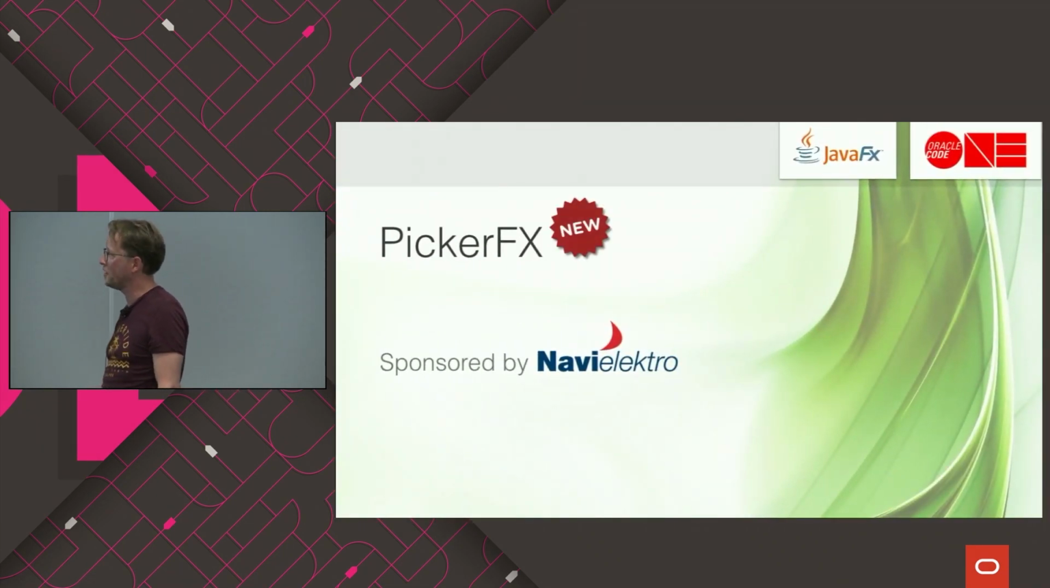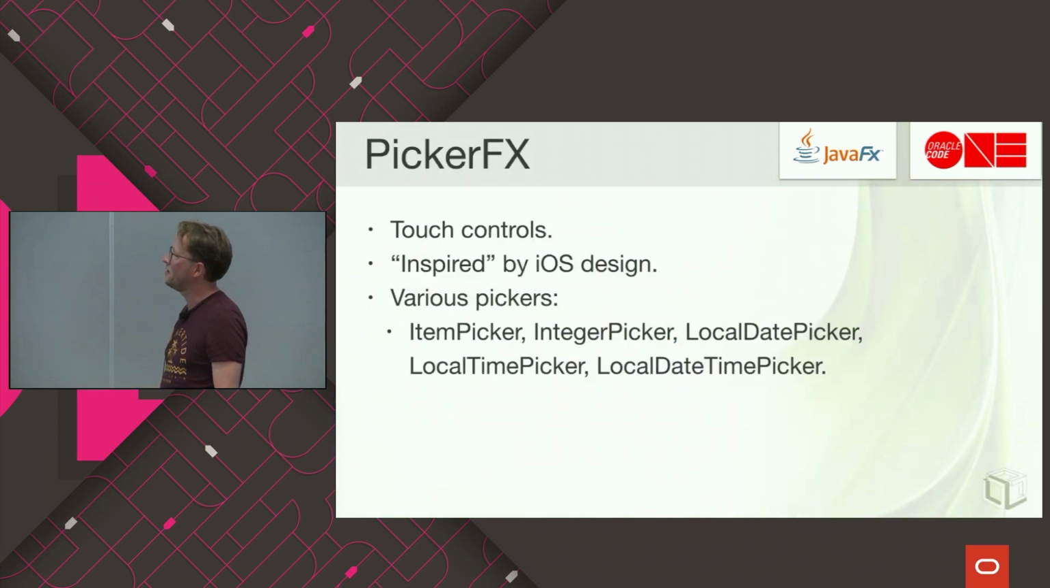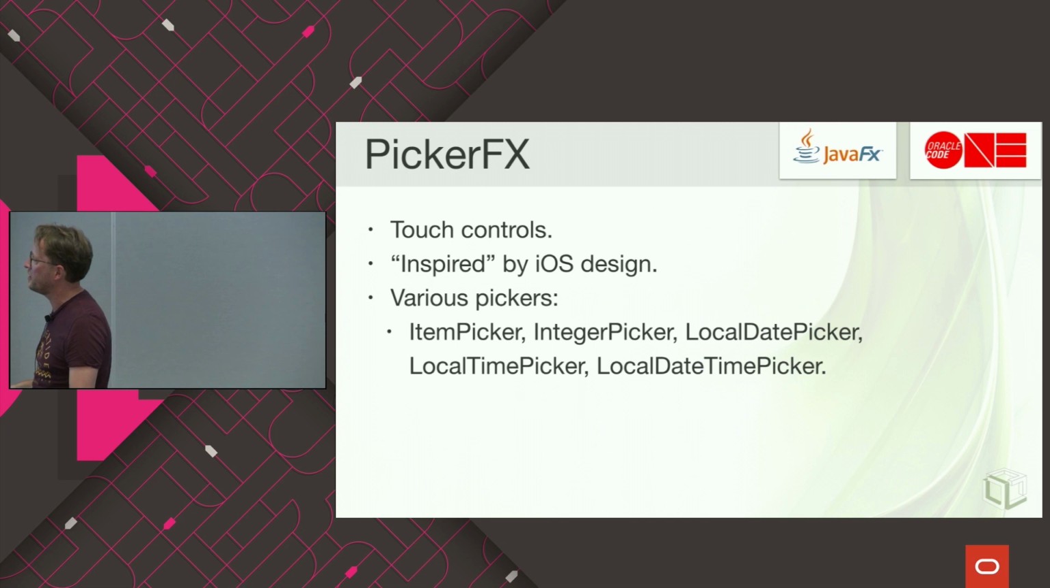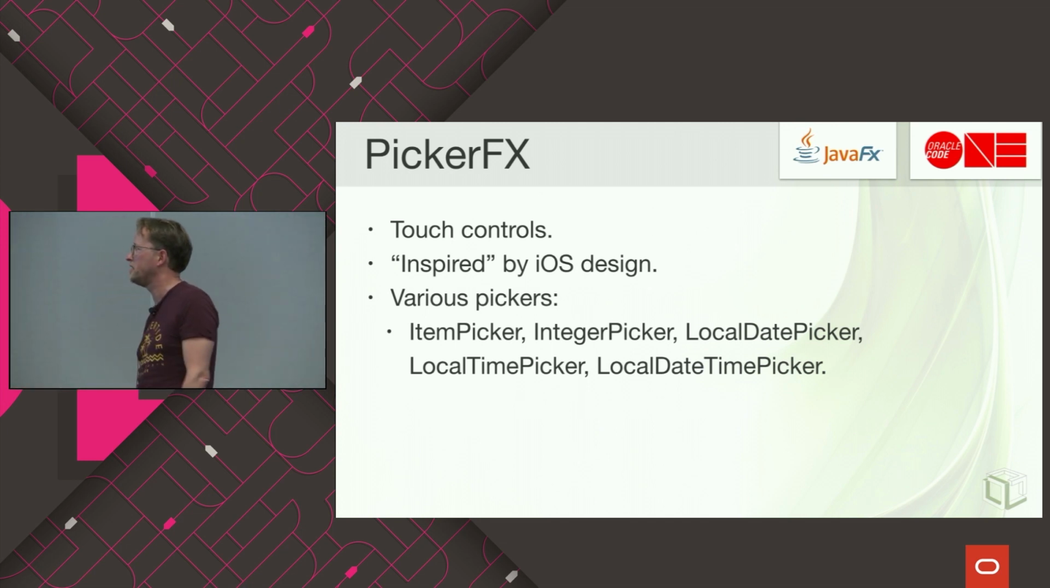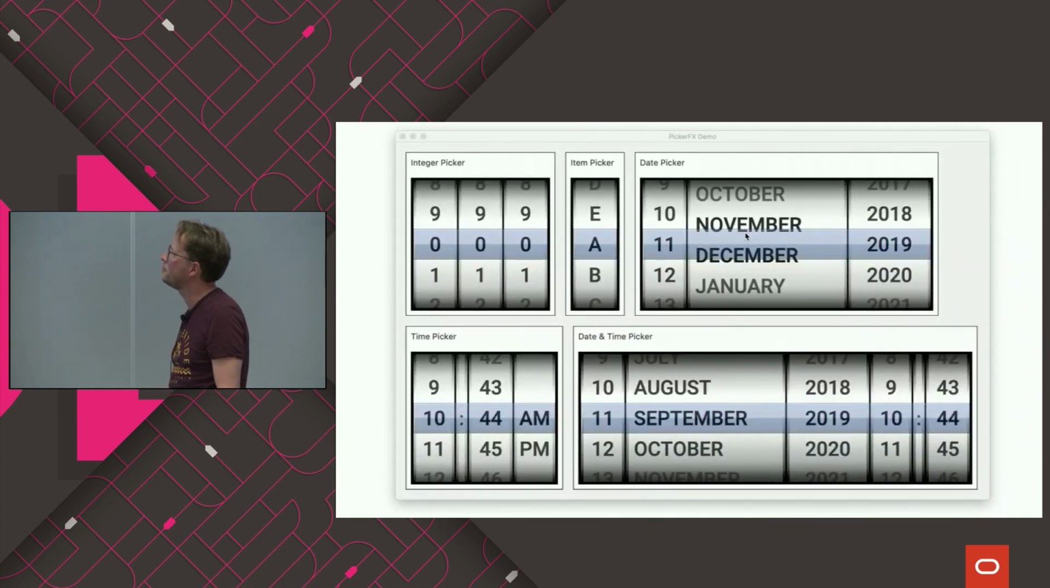I'm not even sure that Picker is the right name for this kind of control. Maybe, Phil, you find a better name for these controls. You will see in a minute. These controls were also sponsored by Navi Electro. And they are touch controls, and they were inspired, in quotes, so basically copied from the iOS design, at least the older iOS designs. And the library contains a couple of Picker implementations for selecting items, values, dates, date and time, and so on. So that's what they look like.